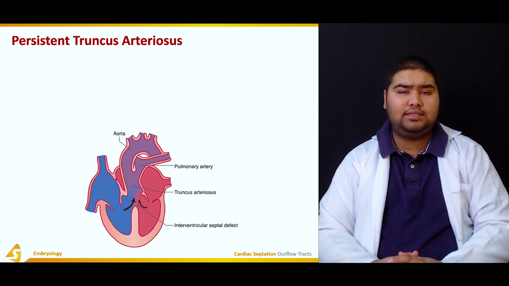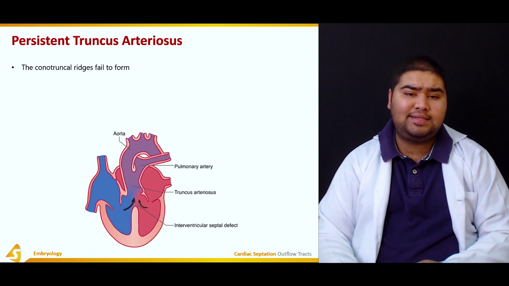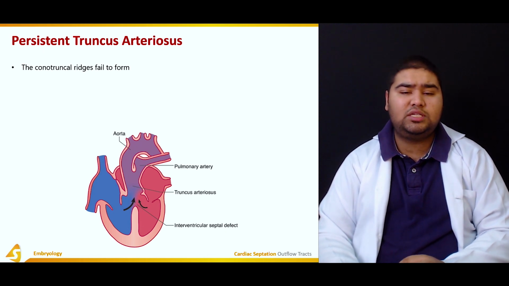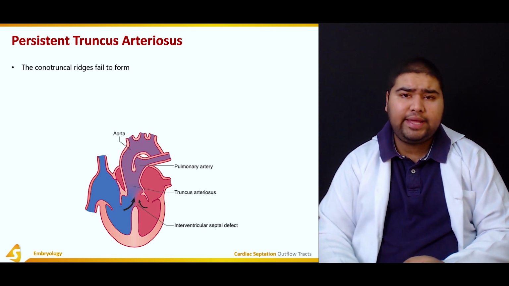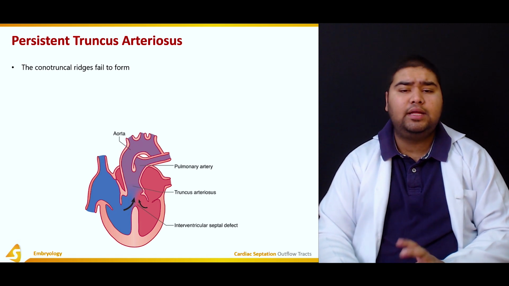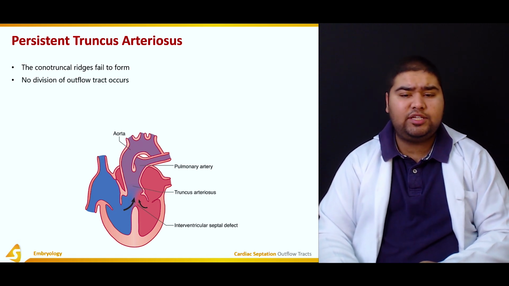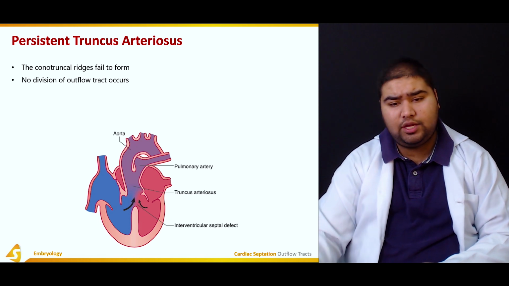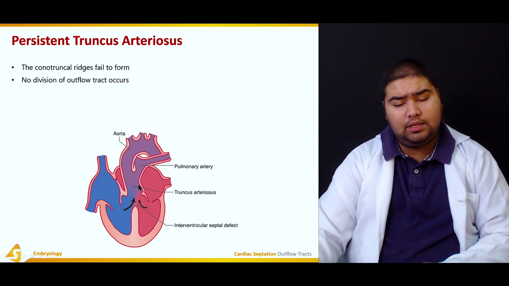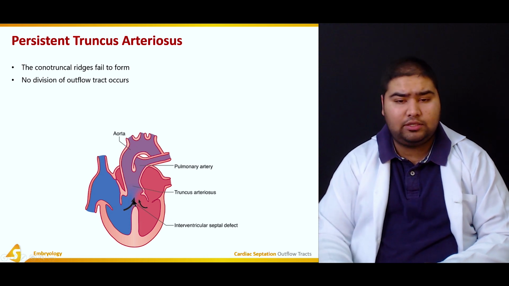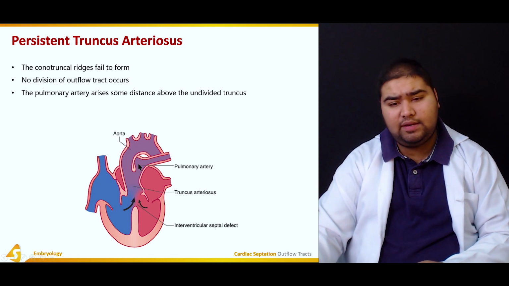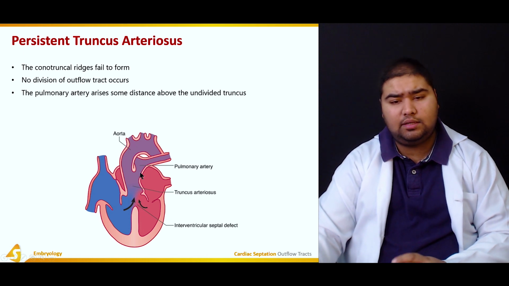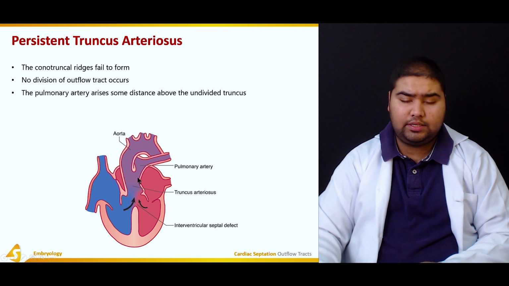Now we have persistent truncus arteriosus. In persistent truncus arteriosus, the conotruncal ridges fail to form. We talked about the conotruncal ridges, which help in division of the conotruncus. They fail to form, as a result of which there is no division of the outflow tract. So here you can see the outflow tract has not been divided at all. This is the undivided truncus, and this is the pulmonary artery, which is arising somewhat above the undivided truncus.